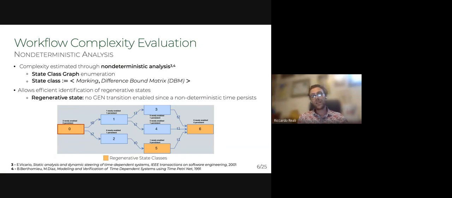And this way, the state class graph encodes the set of feasible behaviors of the system. The state class graph also enables the identification of regenerative states, that are those states where non-exponentially distributed transitions are enabled since non-deterministic time persists. In the figure, there is an example of a state class graph where arcs represent fireable transitions and nodes the reachable states from some state in the predecessors.